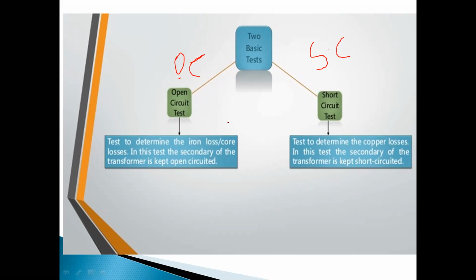Okay. The open circuit test is conducted on the LV side. In the short circuit test, the secondary is shorted and the test is conducted on the HV side of the transformer.